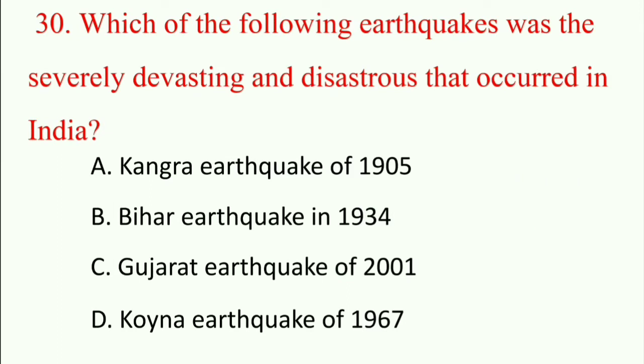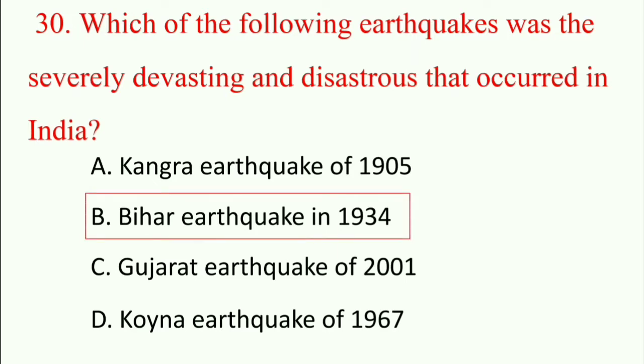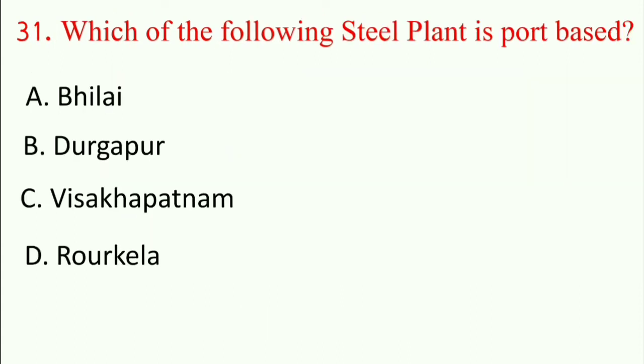Which of the following earthquakes was the most devastating and disastrous that occurred in India? Answer: Bihar earthquake in 1934. Next, which of the following steel plants is port-based? Answer C, Visakhapatnam.